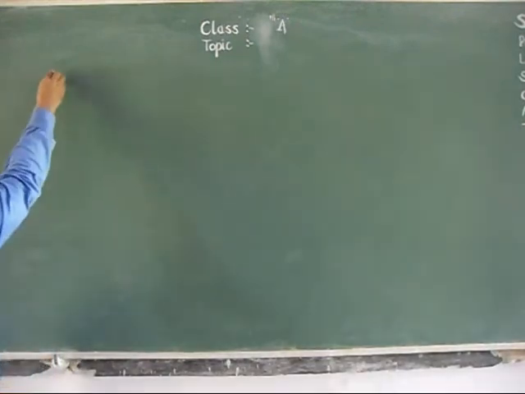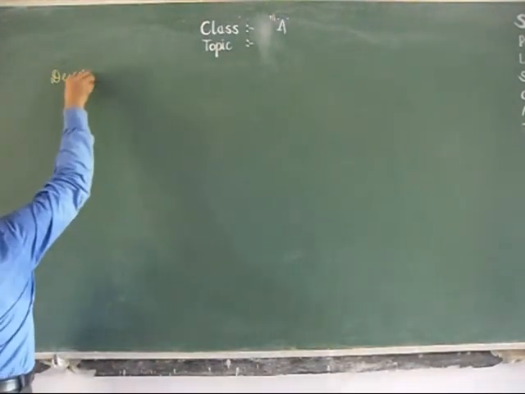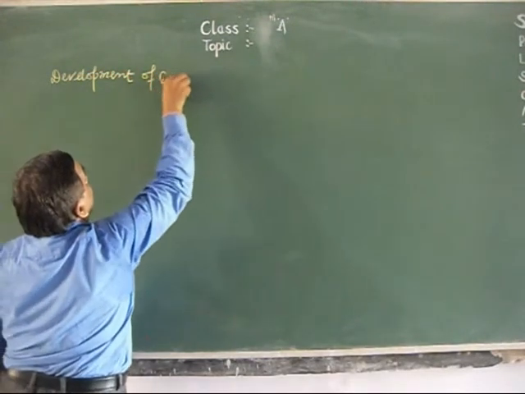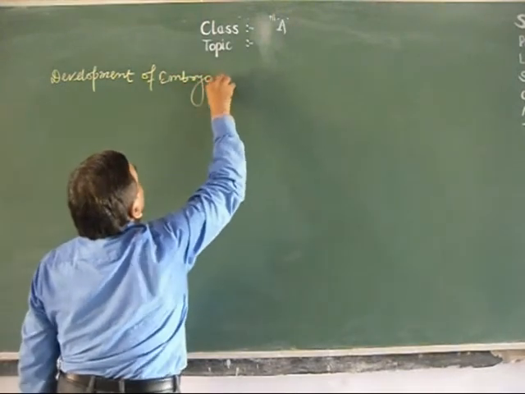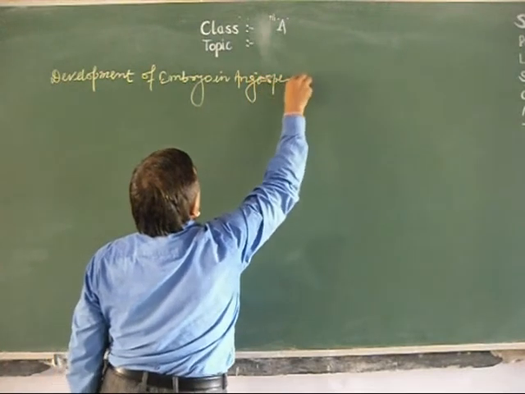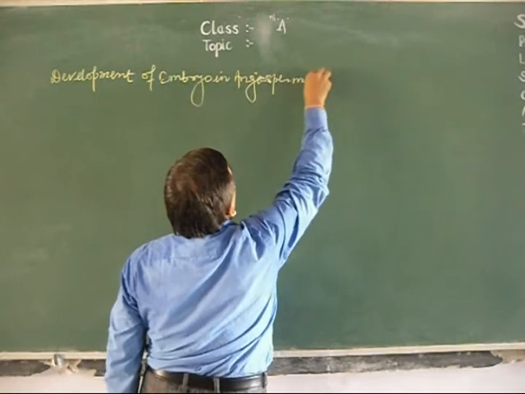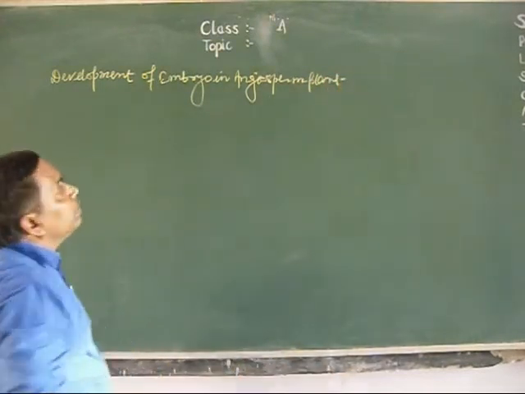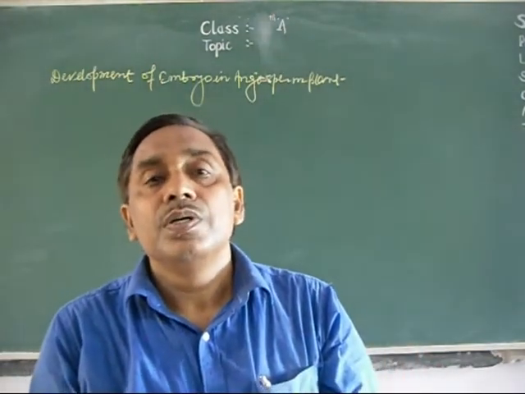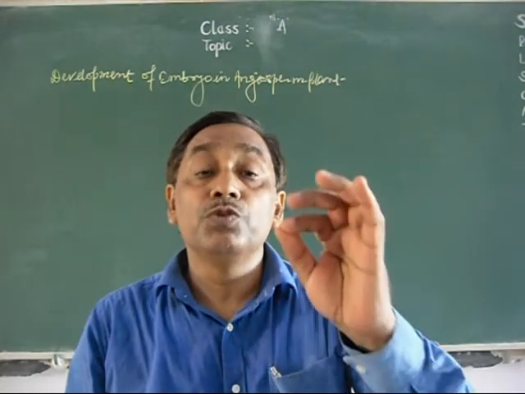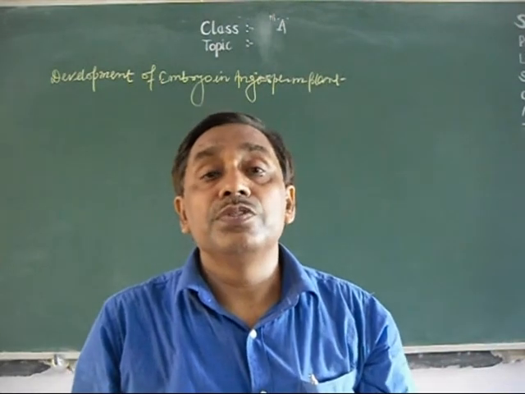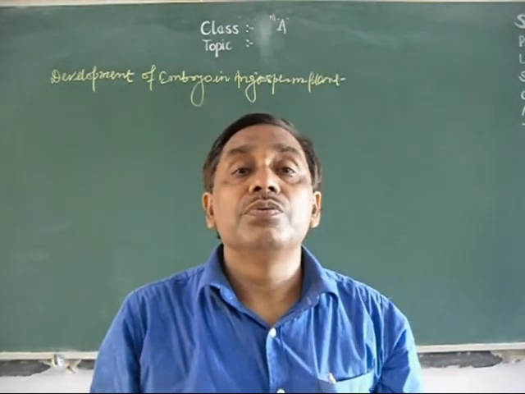So, development of embryo in angiosperm plant. You know, embryo develops from zygote in the angiosperm plant after true fertilization, means when male gamete fuse with egg cell, egg cell get converted into zygote and zygote develop into embryo.